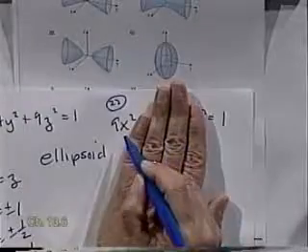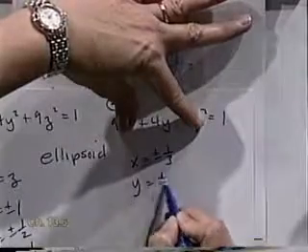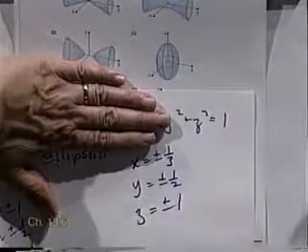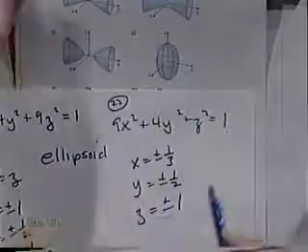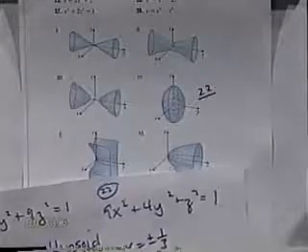Looking at this guy, if you let y and z be 0, x is plus or minus a third. If you let x and z be 0, y is plus or minus a half. If you let x and y be 0, z is plus or minus 1. He's fatter in the z direction. Definitely, he's fatter in the z direction. 22.